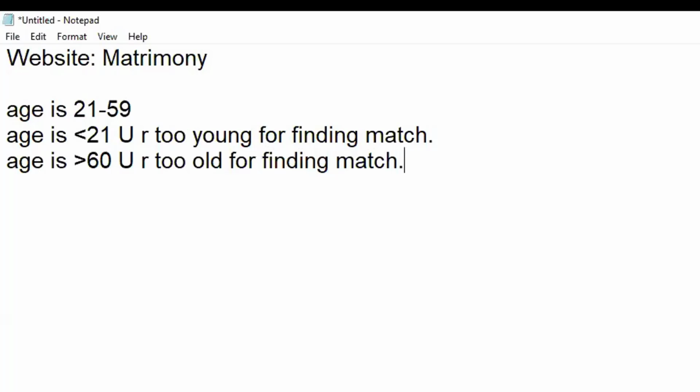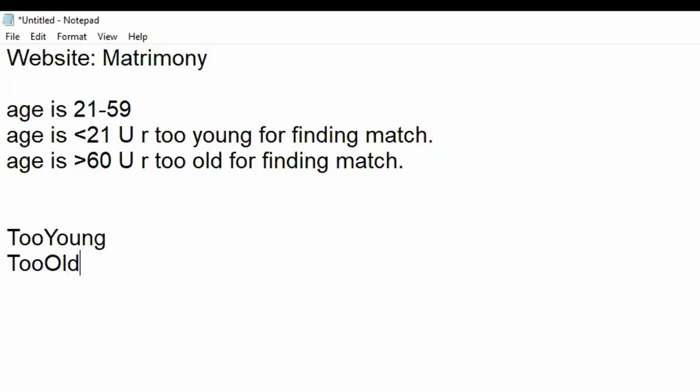So, for my example, I need to have two classes. One exception class is TooYoung. This exception needs to be raised if our age is less than 21. I have another exception class, TooOld. This exception needs to be raised if our age is more than 60.